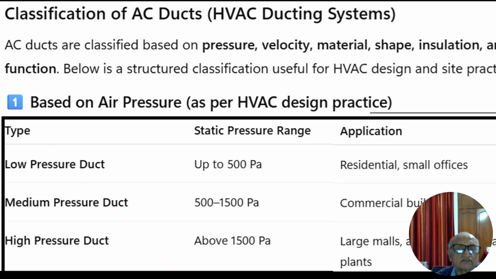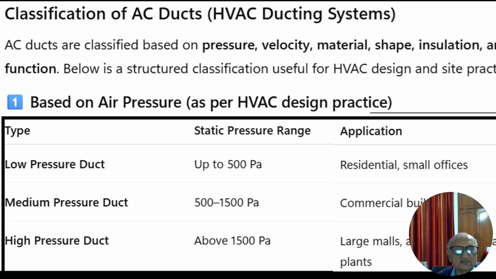Before we go deeper into AC duct systems, let us first see the classification of AC duct. AC ducts are classified based on pressure, velocity, material, shape, insulation, and function. Below is a structured classification useful for HVAC design.